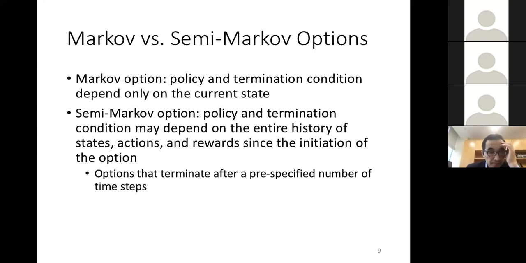So for example, you have this probability of termination. Can you elaborate on that? What does that mean? You mean you are terminating this option stochastically? Yes. Can you use an example to illustrate that, the store example? What does that mean?